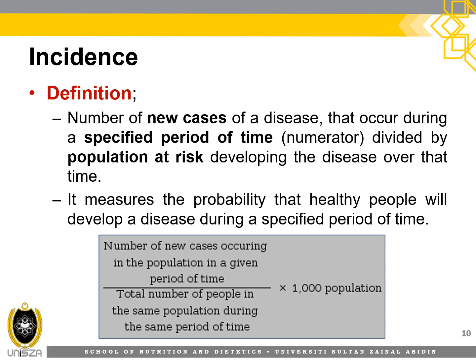This slide includes the formula for incidence, and you can see the numerator and denominator: the number of new cases occurring in a population in a given period of time over the total number of people in the same population during the same period of time, times 1000 population. This 1000 population will be the unit for the incidence.